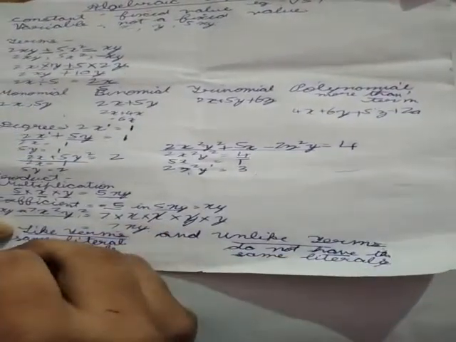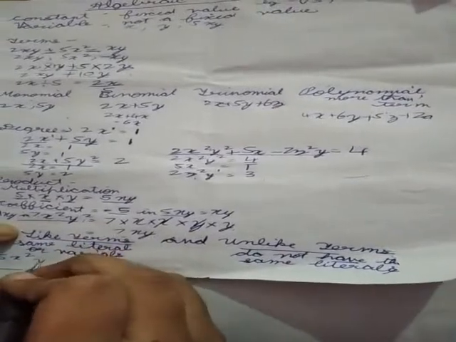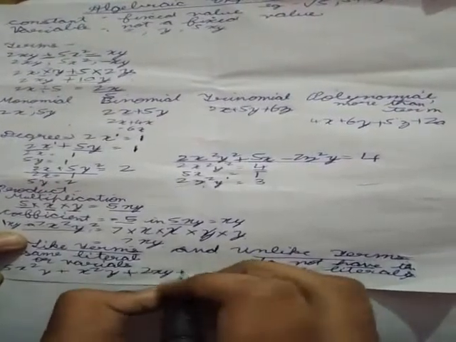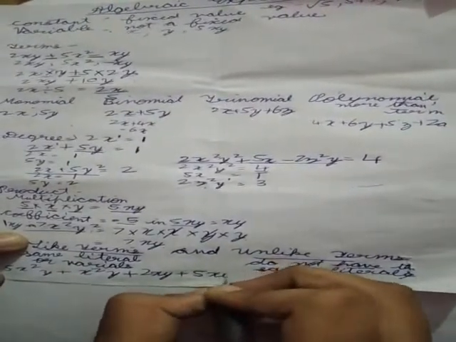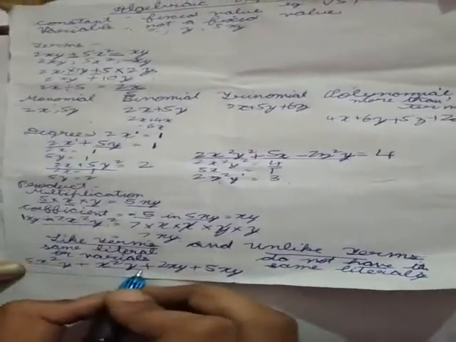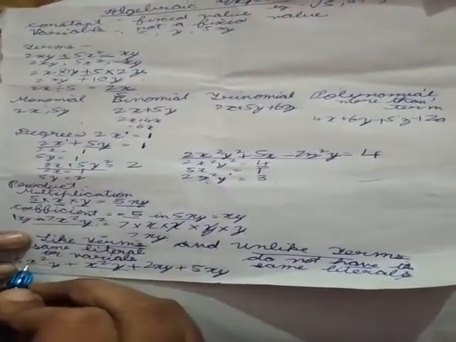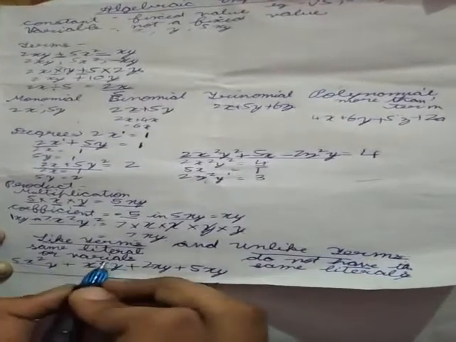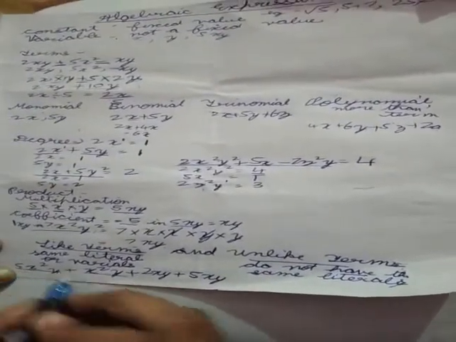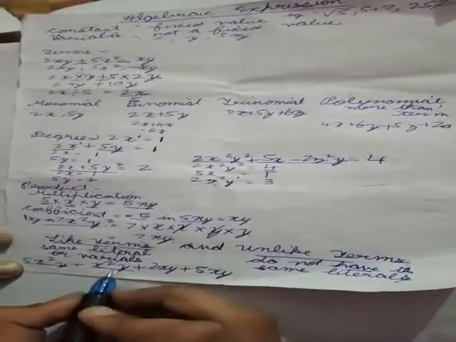Suppose let's take the example of 5x square y plus x square y plus 2xy plus 5xy. Here we see that in 5x square y and x square y, the literals or the variables, x square y, are both the same. We don't have to see the constants, we only have to see the variables. Means they both are like terms.